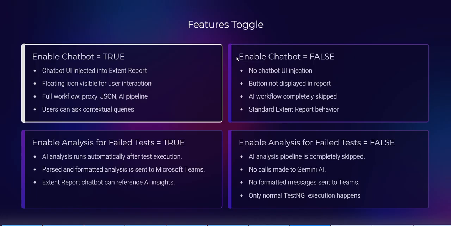Actually, one of our design principles was giving you complete control over when and where to use the AI features. Let me show you how configuration works. Everything is controlled through simple properties in your config file. Enable chatbot set to true activates the interactive chatbot in the reports. If you set it to false, you get the standard reports with no chatbot. Enable team analysis set to true activates automated failure notification. If you set it to false, no team messages are sent.